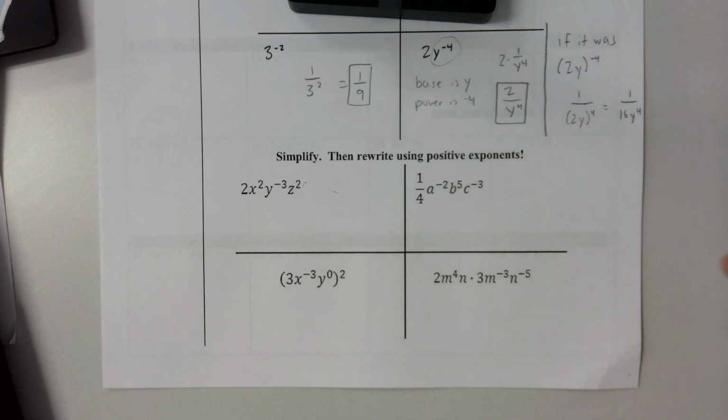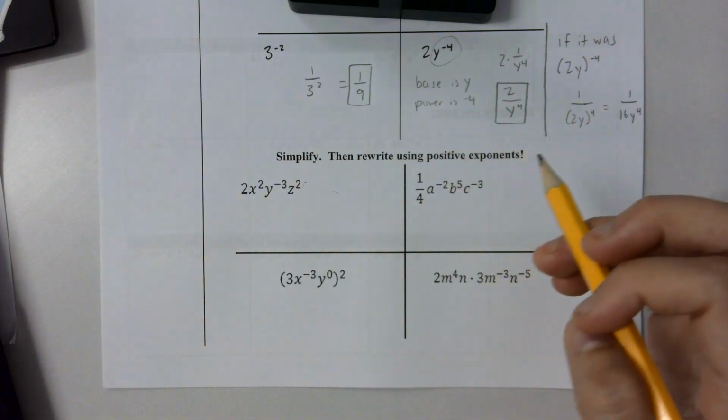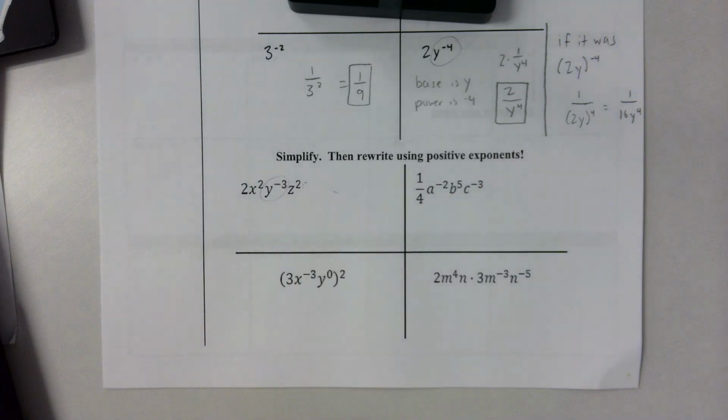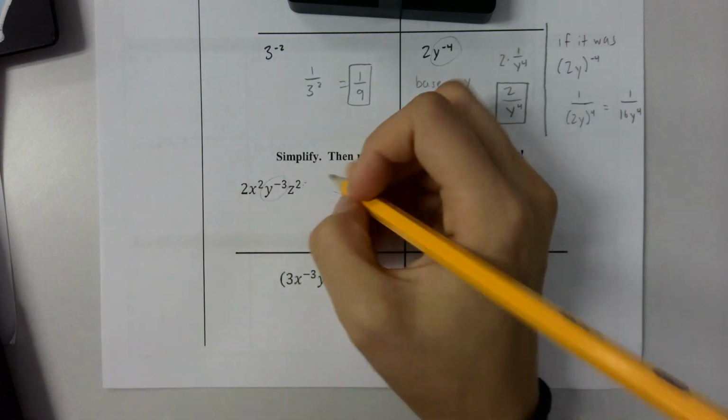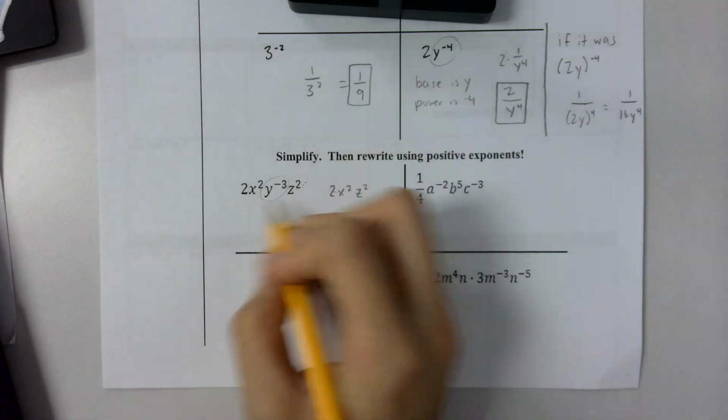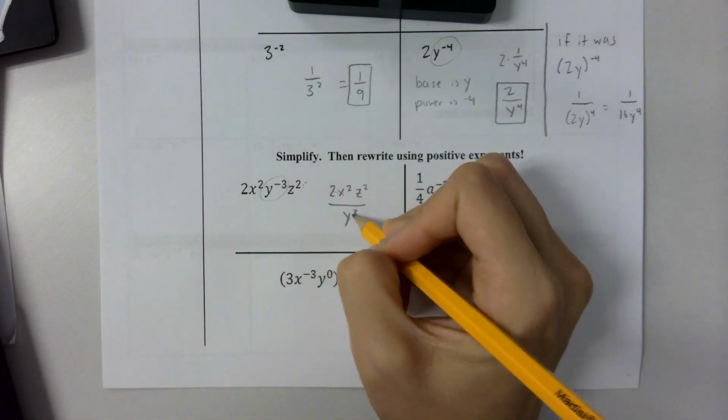Okay, so the way that I like to do this is to think about the ones that are moving, right? So this guy's moving because it's a negative exponent. So everything else is going to stay on top. We have 2x squared z squared, and then this is the only one that moves to the bottom.